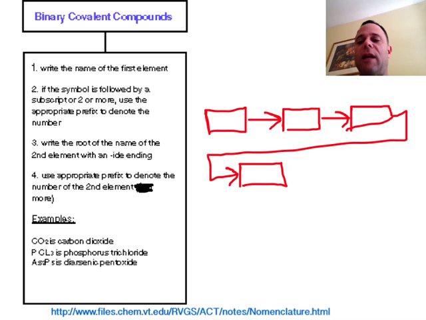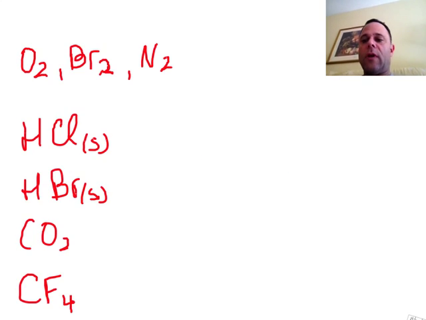So here are some examples down below. We have an example of carbon dioxide. We have an example of PCl3, and that's supposed to be a lowercase l. PCl3 is phosphorus trichloride. And As2O5 is diarsenic pentoxide. Let's try some for ourselves.